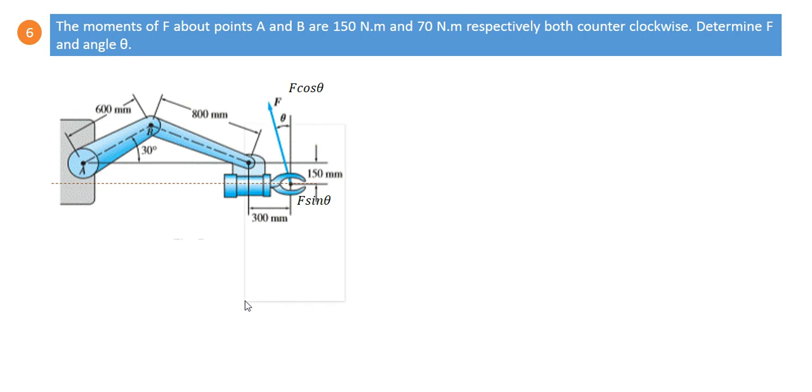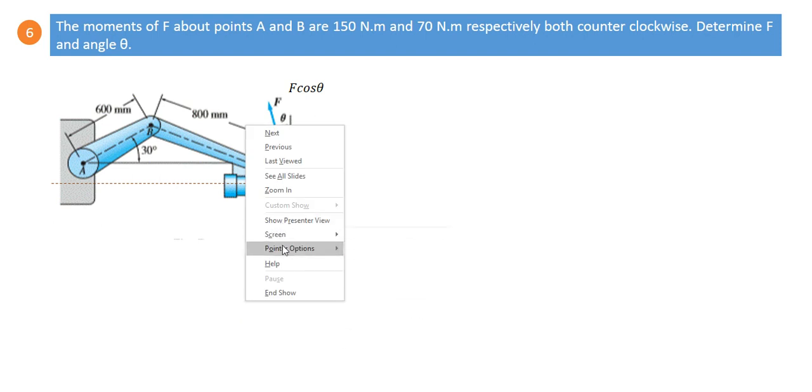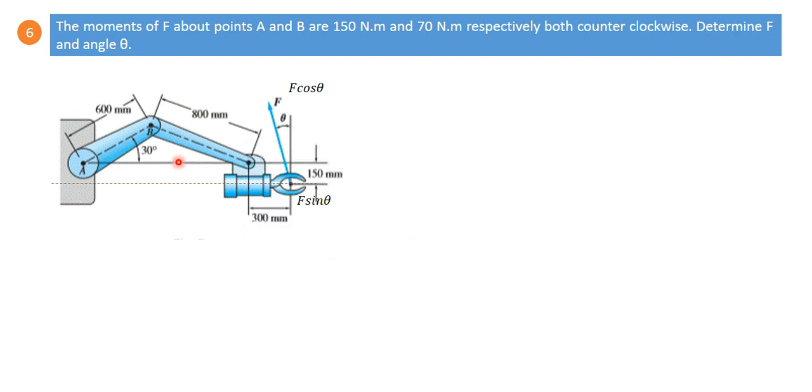Let us start with this problem. Here it is given that the moment of this force F about point A is 150 Newton meter and the moment of this force about point B is 70 Newton meter. Both are counterclockwise, so counterclockwise is positive. Determine F and angle theta.